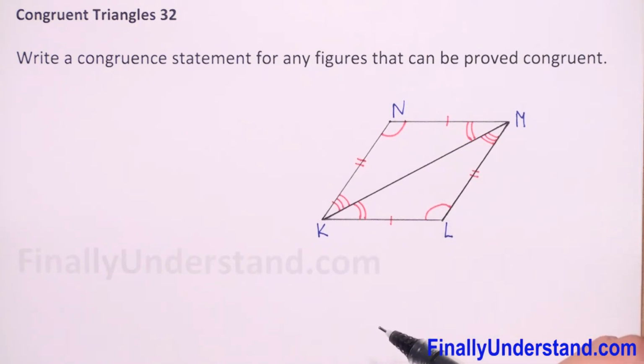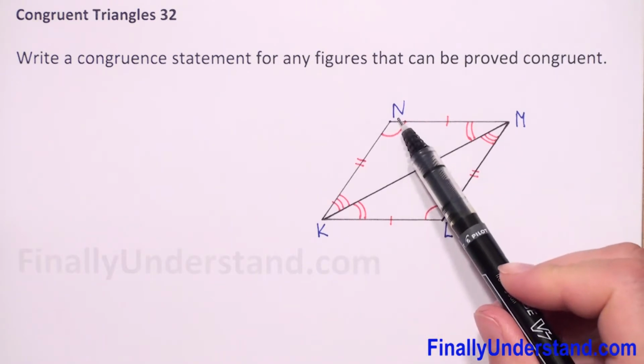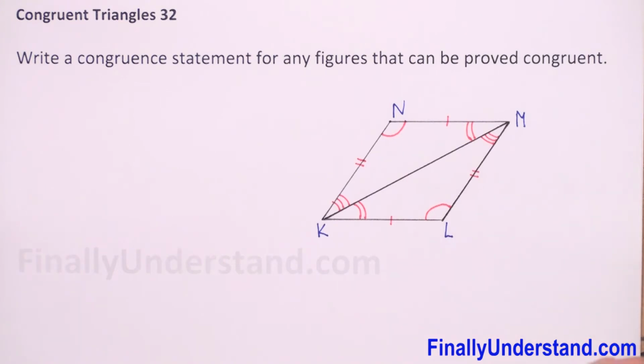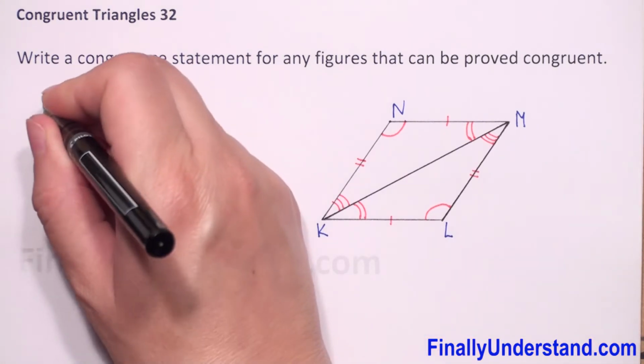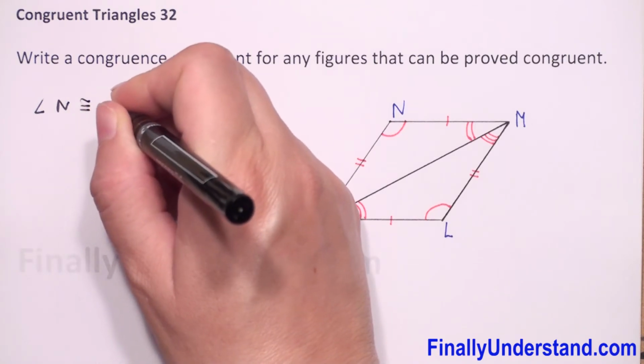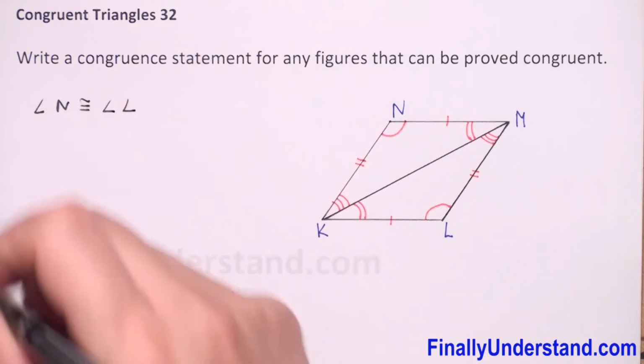We see that angle N is congruent to angle L. So we can write that angle N is congruent to angle L.